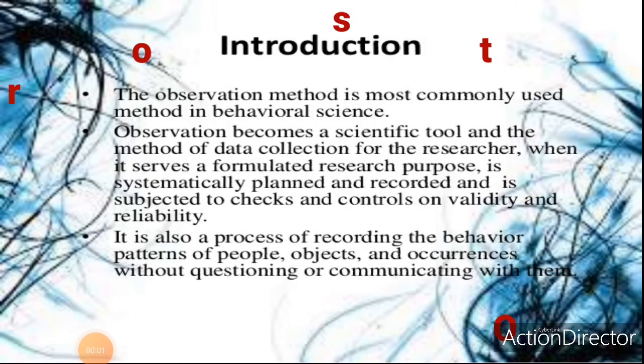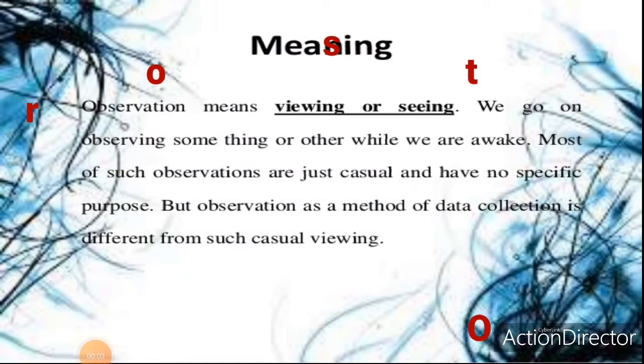Now, we can discuss the meaning of observation. Observation means viewing or seeing. When we use observation as a method of data collection, it is different from casual observation. It is more than just viewing. It has some purpose. So, observation involves looking and listening very carefully for getting particular information.